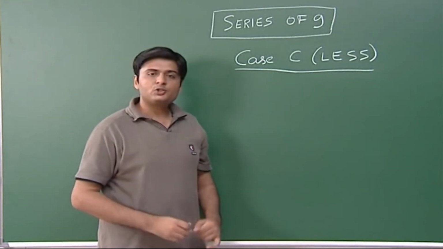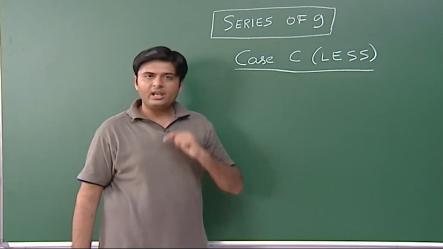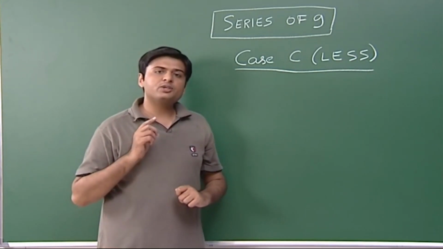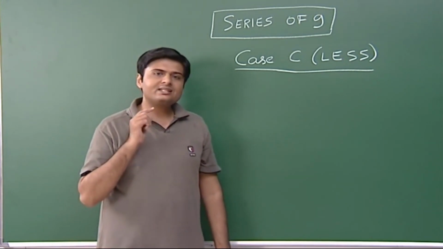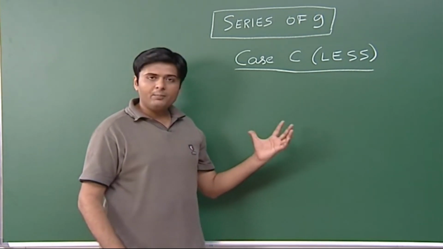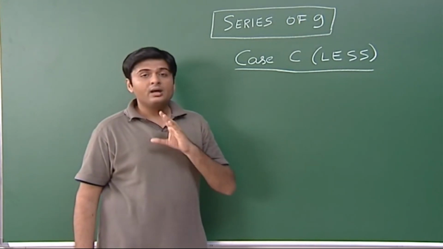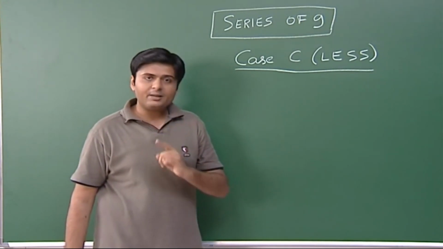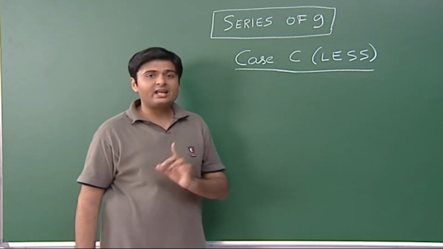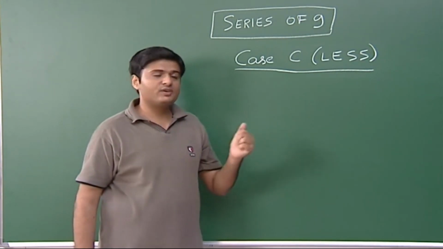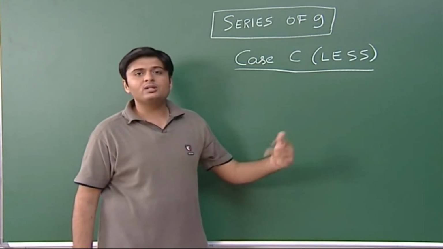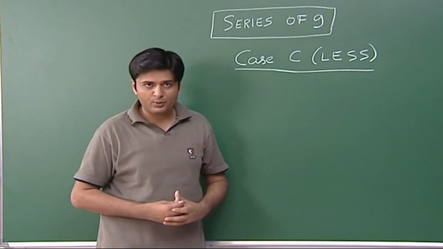Friends, we saw case A where there were equal numbers, equal nines. We saw case B where there were less numbers, more nines. Now let us see case C where there are more numbers and less nines. Pay attention. In Vedic math, there is no specific technique for this. Yes, there is a technique of base method which we can use in this case, which you will see further down as the course progresses.